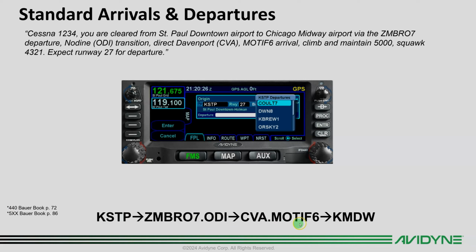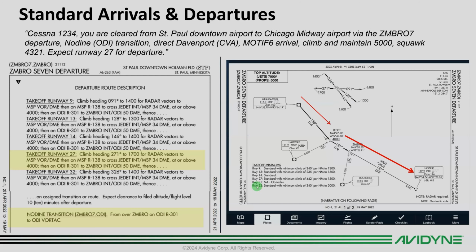Here's the clearance written out in clearance language. I'm on page 72 of the 440 Bauer book. If you've got the 5 series book, it's on page 86. So if you want to follow along, just look for those notes throughout the lessons if you want to reference the book now or later. So let's start out with that.